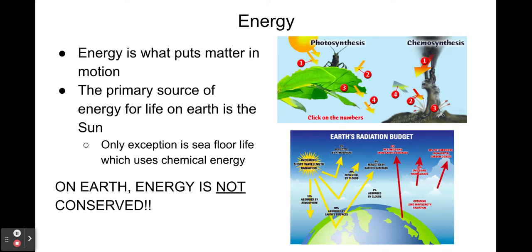On Earth, matter is conserved. So the total number of nitrogen atoms is the total number of nitrogen atoms. They might get rearranged into different molecules, but the total will be the same.